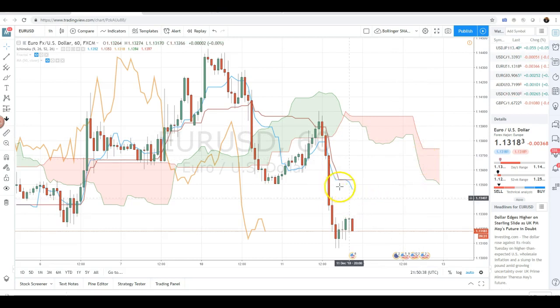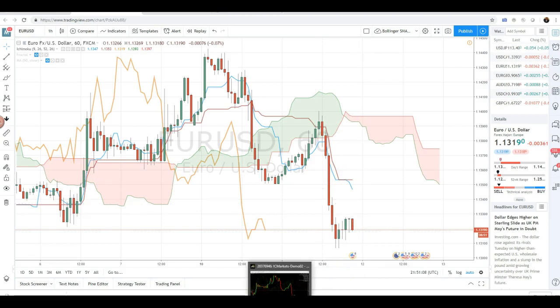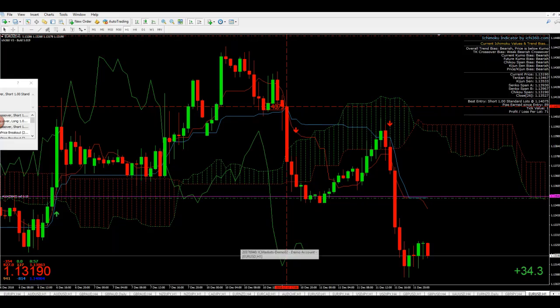Now, as I was saying a while ago, you can see here that there is now another TK cross happening. So it's basically another signal to enter the trade because every other criteria is met. As a matter of fact, perhaps this is even, well, okay, maybe not, but at least this is equally a very strong signal to enter the trade. Okay, let's just now go back to my MT4 chart.